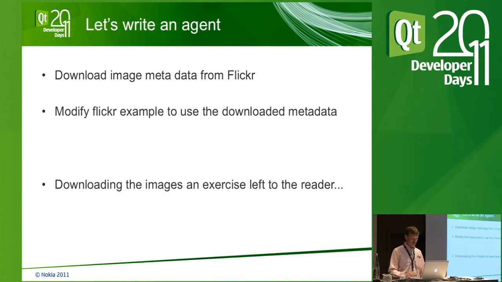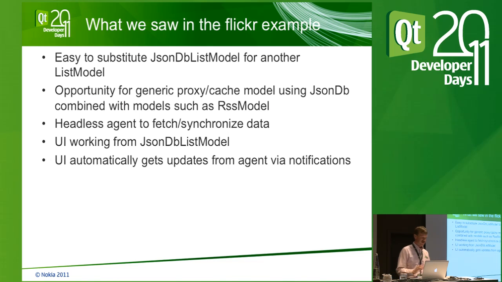Okay, so what did we go through there? So substituting a JSON-DB list model, fetching the data that we got directly created into the database without changing formats, so we can reuse it. That headless agent to fetch things. Headless, it had a little UI, but it doesn't have to have a UI. It's just a UI so that I can talk about it. And then adapting the UI to work from the JSON-DB list model instead of some other list model.